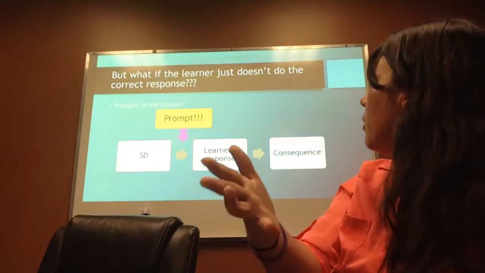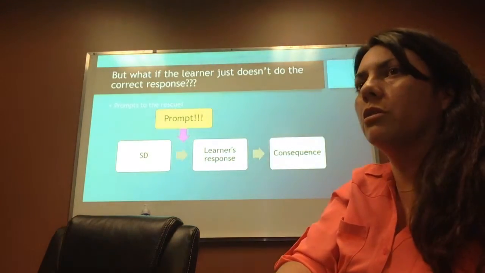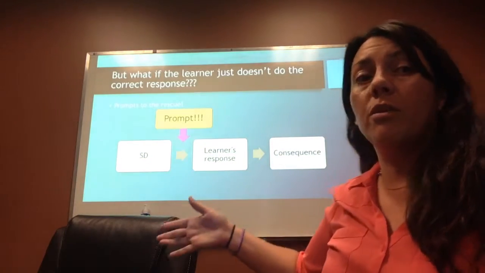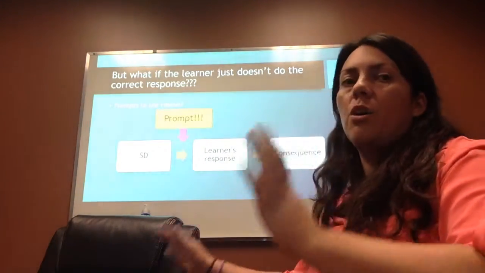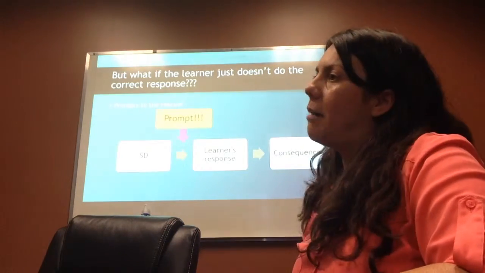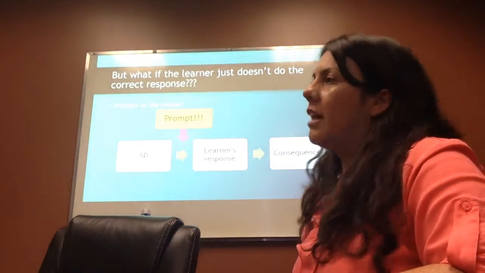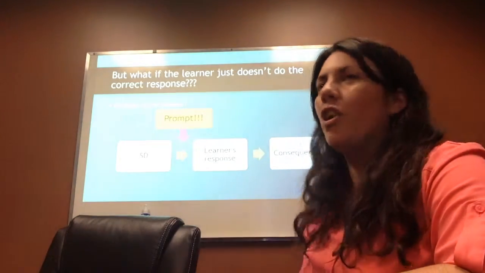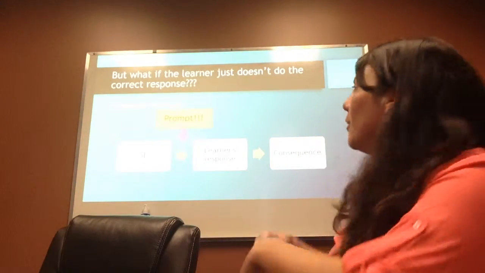But this begs the question: what do you do if the learner doesn't do the correct response? If you take a non-verbal kid with autism who has no clue what you're saying, and you say, "Clap, clap, clap, no, clap, no," where does that get you? It gets you nowhere. So, to the rescue, the prompt.